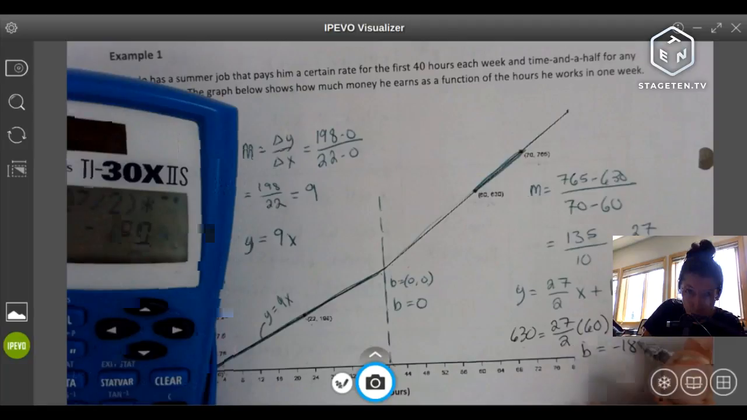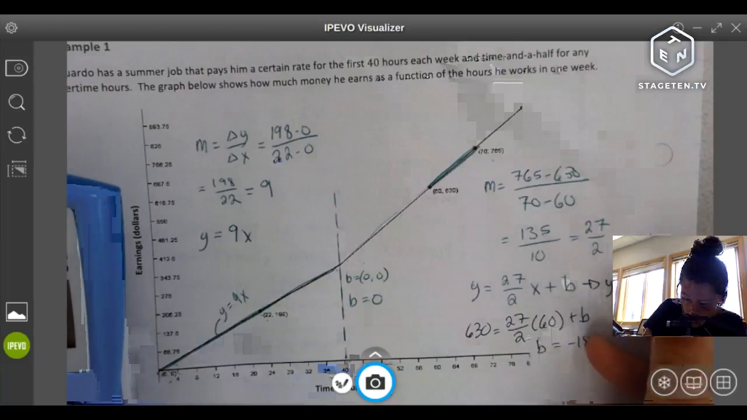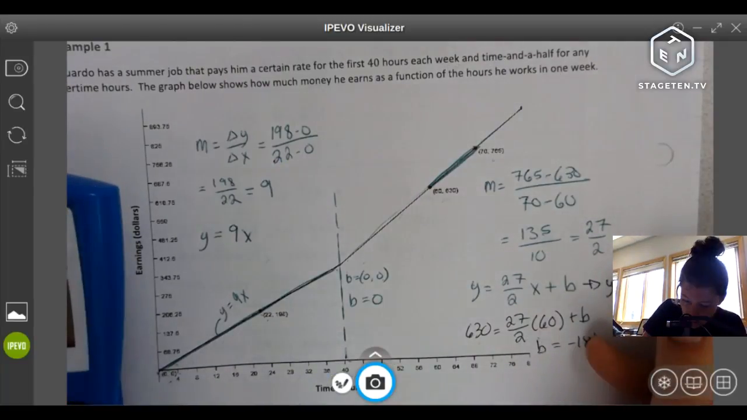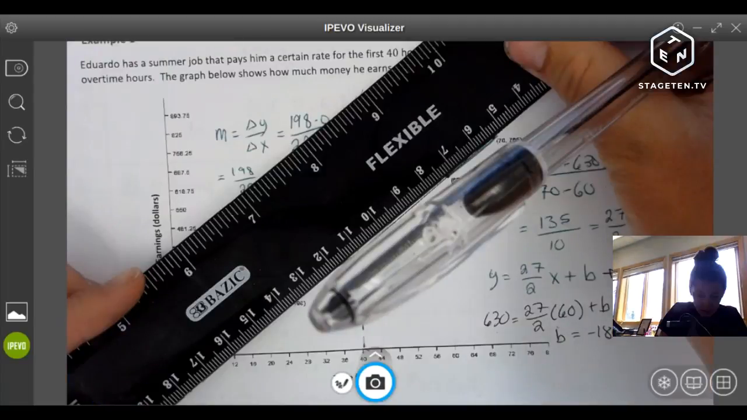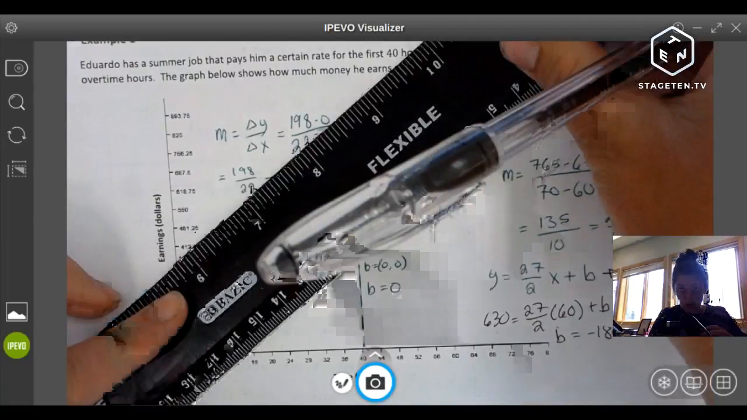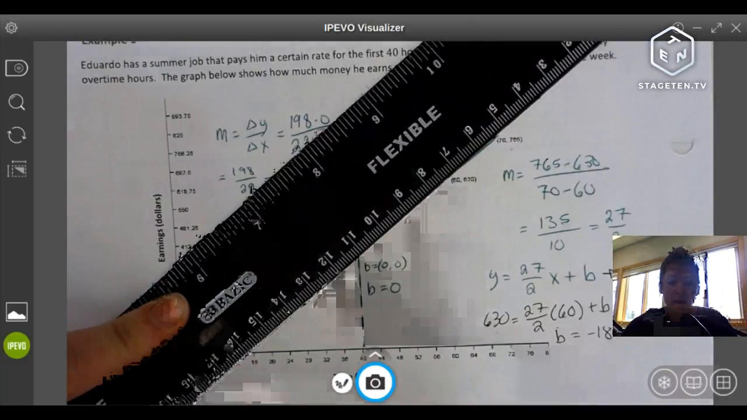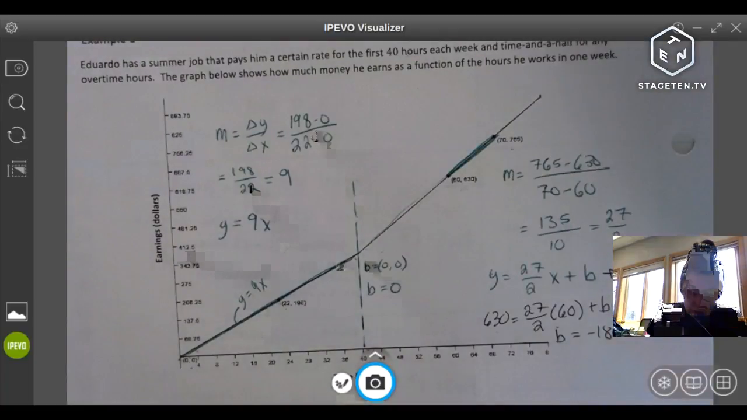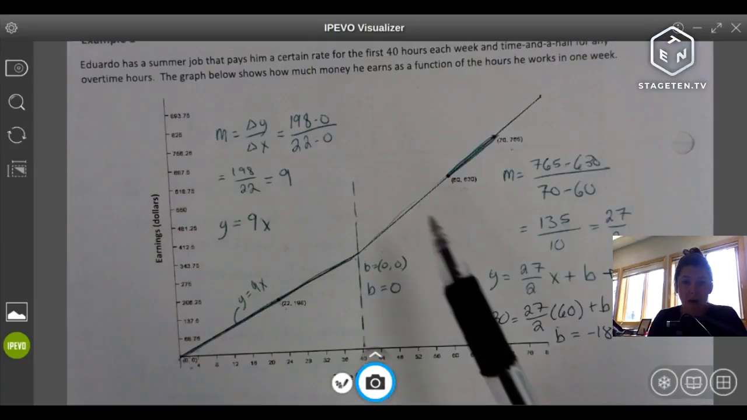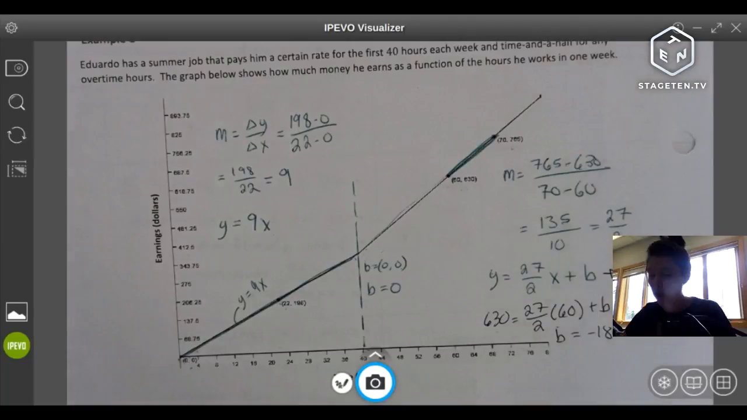So therefore, this equation for the second part is y equals 27 over 2 x minus 180. And think about it, right? That makes sense, because if you look at this line, it would hit the y-axis somewhere below 0. So it makes sense that it's negative. It's good to do mental checks like that and make sure your answer actually makes sense. If it makes sense, then you probably have the right answer. Sometimes it's wrong, but for the most part, if your answer makes sense, it is correct.